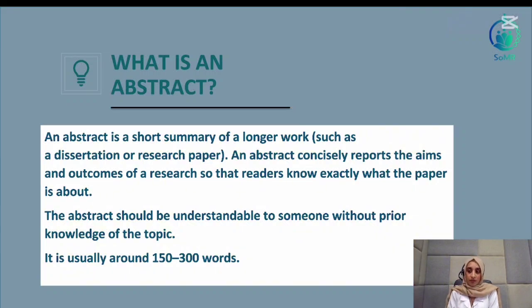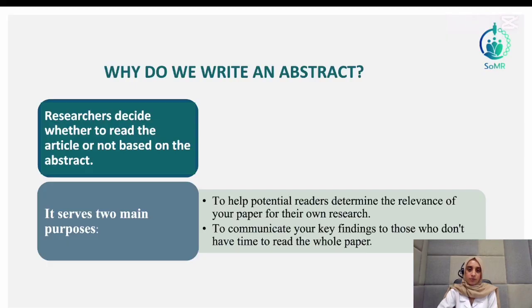It is like the face of the paper, and it is the first thing that the reader comes across before he decides to read the paper. The abstract, therefore, must be written in a simple way so that anyone can understand what the paper is about. It is usually around 150 to 300 words since it is a short summary of the research work.